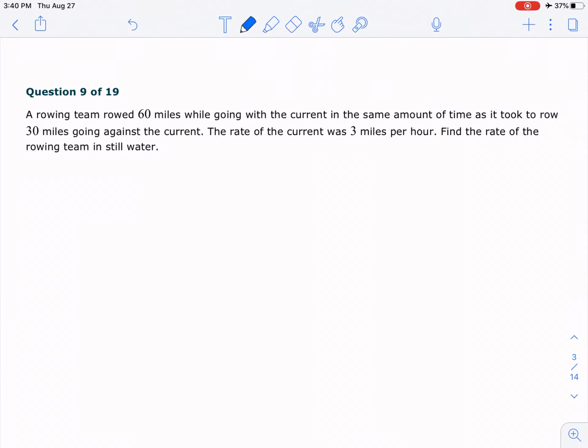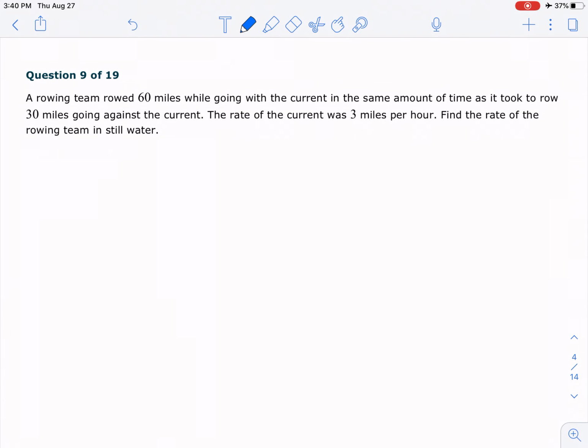For this type of problem, we do want to make a table. So what we're looking for is the rate of the rowing team. I'm just going to call that the variable. We do know the rate of the current, which is 3. So we have two scenarios: rowing with the current and rowing against the current. So I have to make the table with the current.